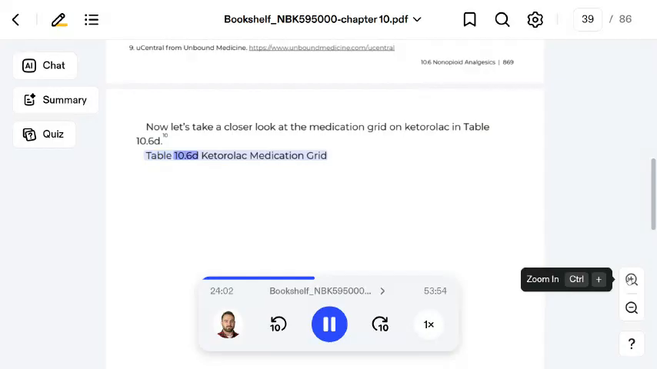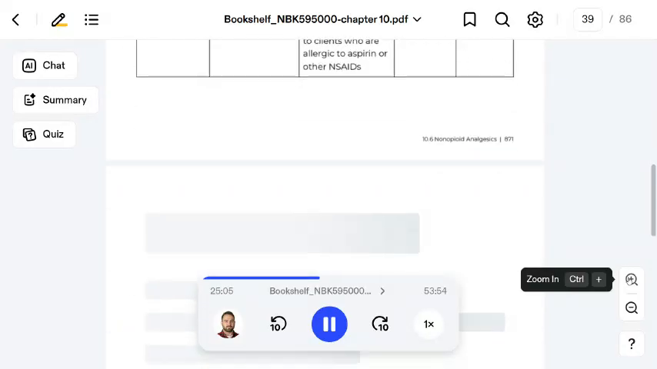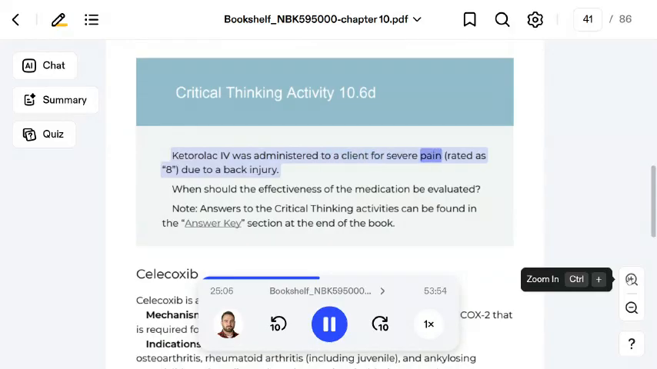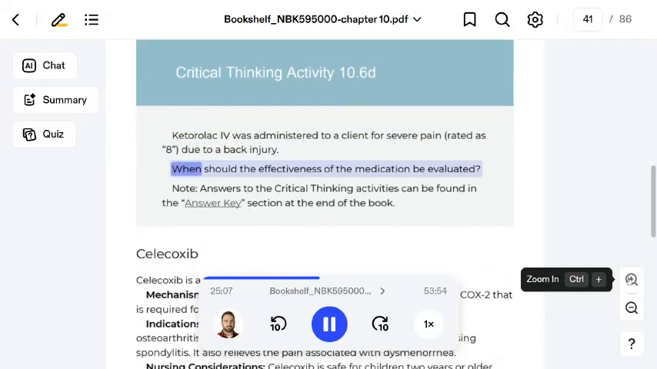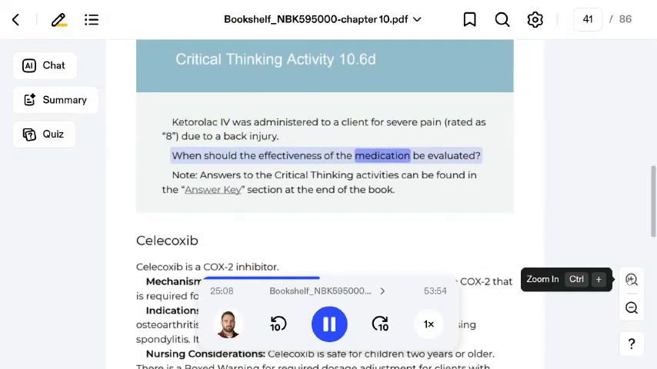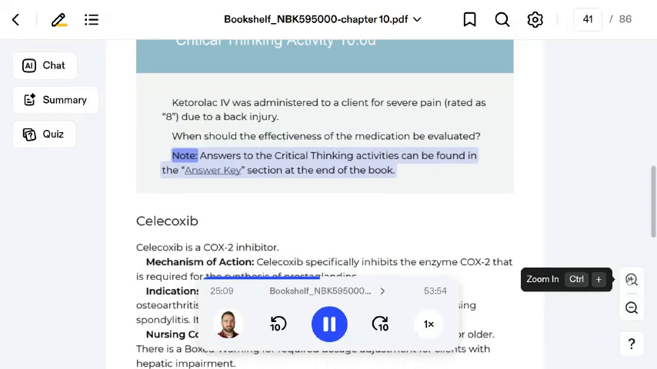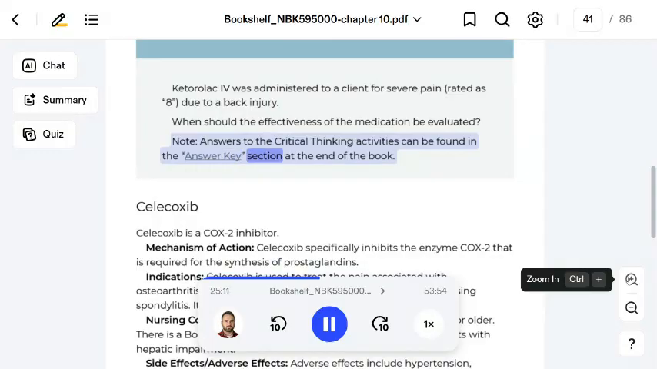Table 10.6d Ketorolac Medication Grid. Ketorolac was administered to a client for severe pain due to a back injury. When should the effectiveness of the medication be evaluated? Note: answers to the critical thinking activities can be found in the answer key section at the end of the book.